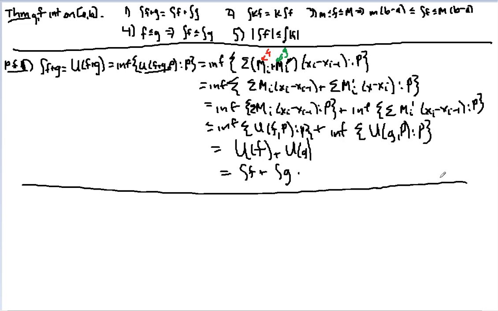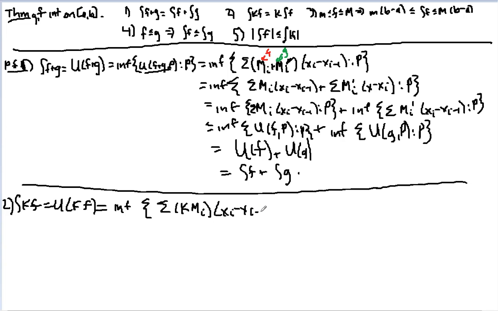Very, very similarly, we can prove the second one. So proof 2 is going to be kf. It's going to be equal to the U of kf, which equals the U of kf, P, which is going to equal the infimum stuff, so I'll just skip straight to there in the interest of time. Well, if you do a little bit of thinking about this, the supremum of kf is just going to be k times the supremum of f for any interval, times (x_i minus x_{i-1}), over all partitions.